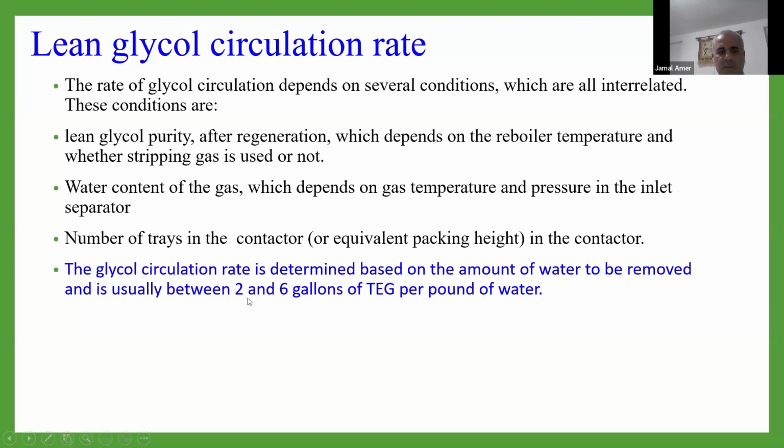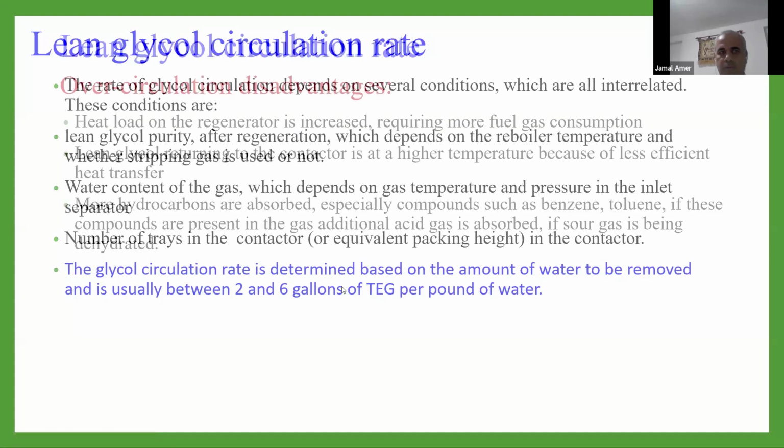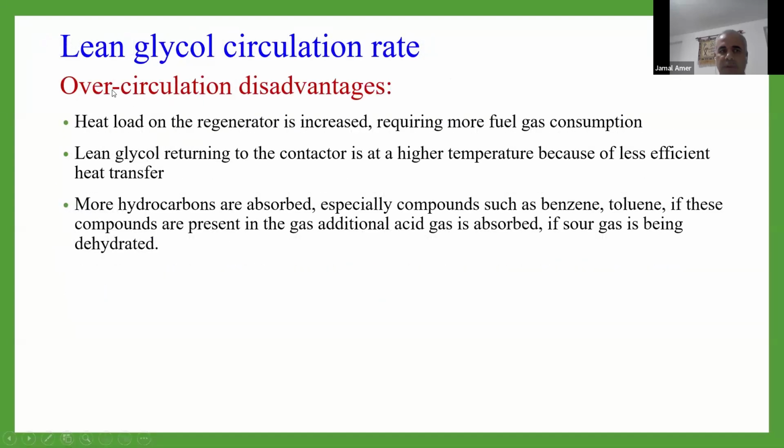For circulation rate, as we said, it should be between 2 to 6 gallons of triethylene glycol per pound of water. What will happen if we have over-circulation? Here, heat load in the regenerator: over-circulation means more glycol circulated in the system. That means more load on the reboiler to regenerate all this glycol.